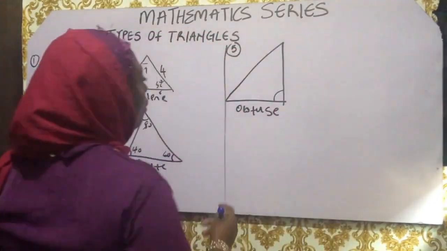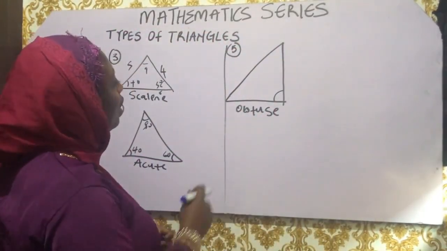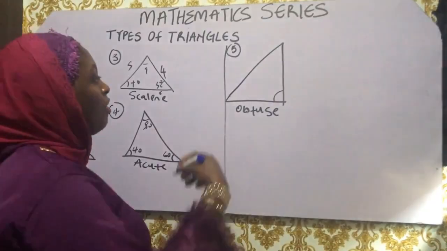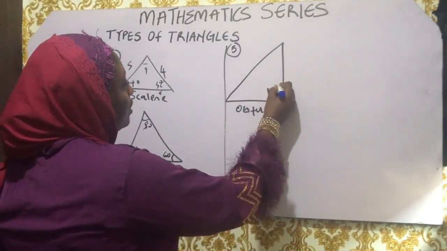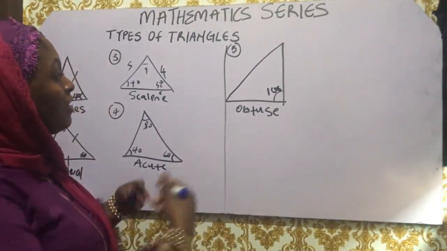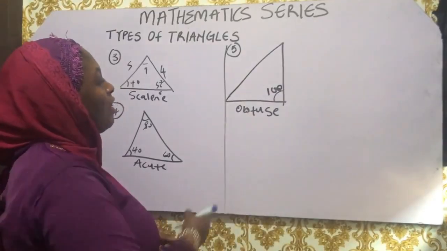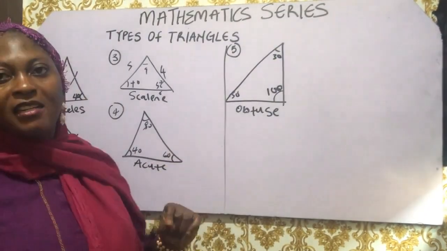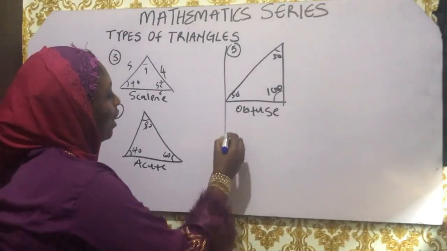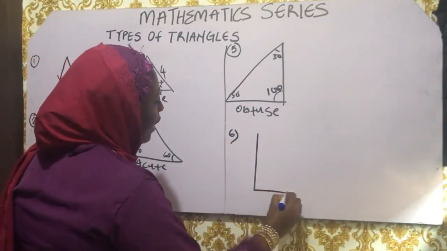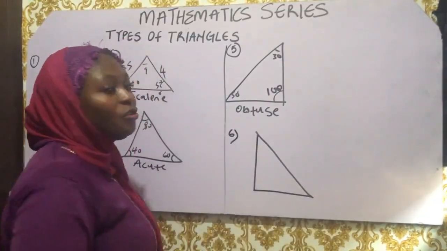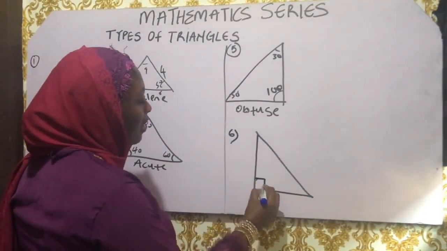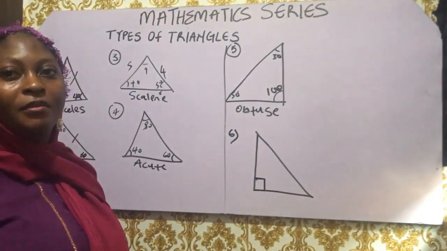Then we also have obtuse triangle. An obtuse triangle is a triangle that has one angle that is greater than 90 degrees. For instance, this can be 100, and maybe here can be 50, or here can be 30. So it has one angle greater than 90 degrees. Then we also have a right angle triangle. A right angle triangle is a triangle that has one angle equal to 90 degrees. So this angle is equal to 90 degrees.